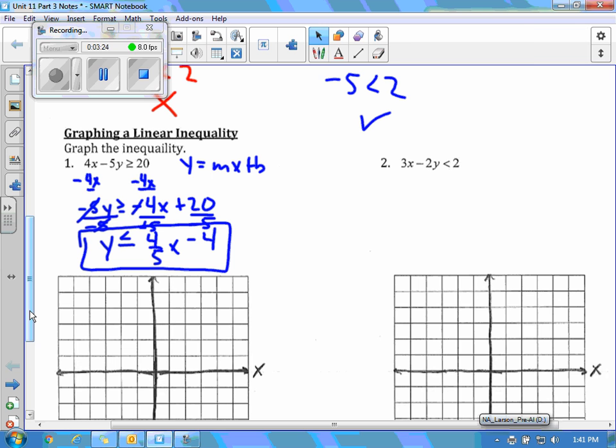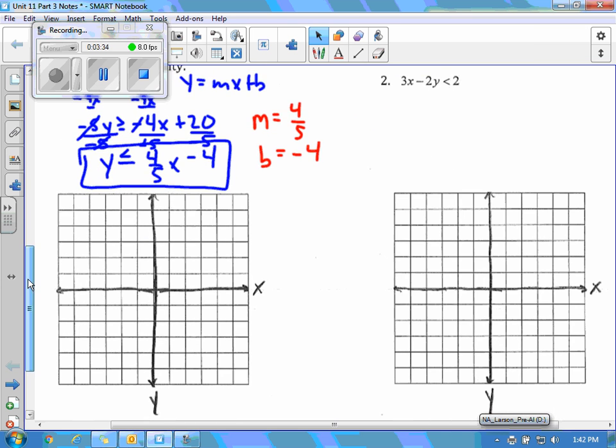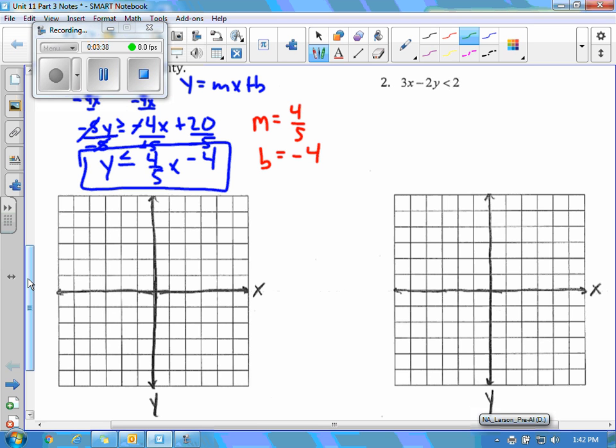So now I need to graph this. My slope is going to be 4/5, and my y-intercept is going to be -4. So a refresher on graphing, I go to my y-intercept first, which is -4. So I'm going to go down 4 on the y-axis and put a point. And then from there, I can apply my slope, which is positive 4 over 5, which means I'm going to go up 4 and 5 to the right and put a point. Then I can go ahead and draw a line through this. So that's all what we've done before.